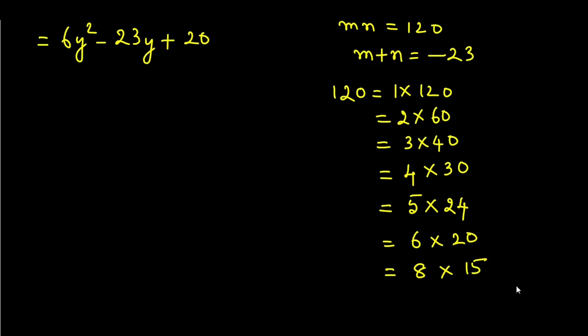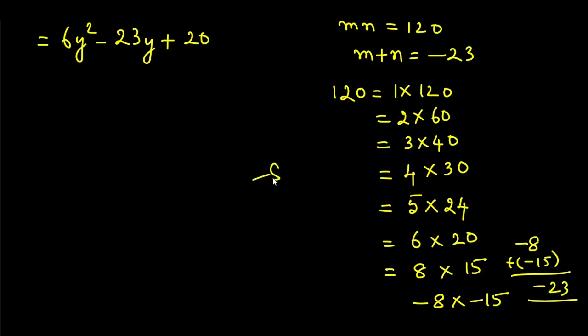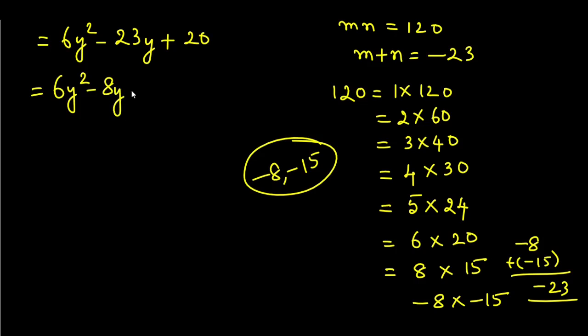So here we obtained the sum as 23. So we can take minus 8 into minus 15. So minus 8 plus minus 15, this is minus 23. So right choice is minus 8, minus 15. So this can be written as 6y square minus 8y minus 15y plus 20.